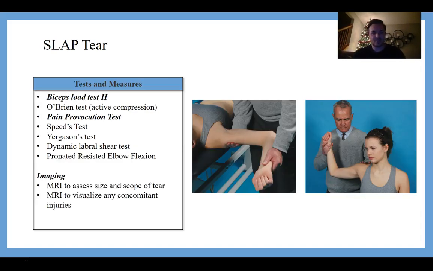So tests and measures, you can do the biceps load test, which is that picture on the left. And then, of course, the pain provocation test, which is the picture on the right. And this one's essentially, you're going to externally rotate the patient's arm into the throwing position while you provide an anterior glide to the shoulder, and you're going to ask them to resist a biceps in this position. So there's some other tests you can do, like Speed's and Yergason's. Both of these should look familiar from your proximal long head of the biceps brachii tendinopathy special tests.